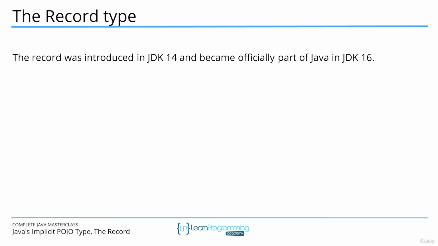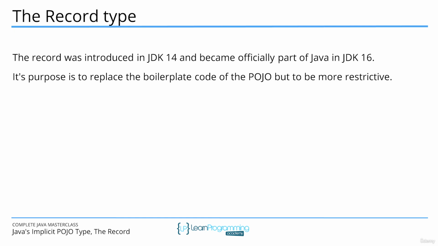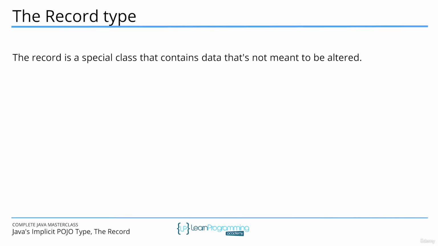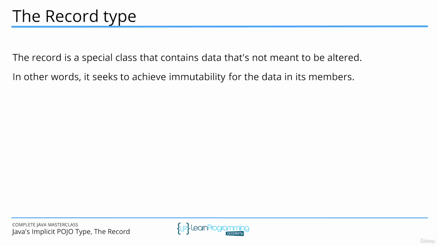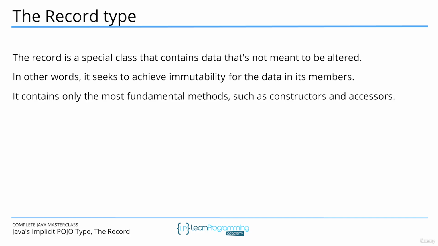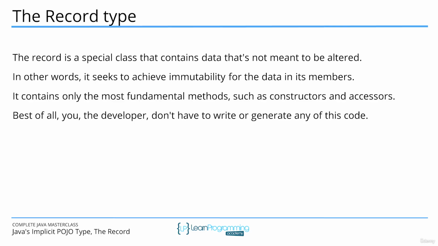The record was introduced in JDK 14 and became officially part of Java in JDK 16. Its purpose is to replace the boilerplate code of the Pojo, but to be more restrictive. Java calls them plain data carriers. The word carrier is an important term because it means the record has more rules built in than a Pojo would. The record is a special class that contains data that's not meant to be altered. In other words, it seeks to achieve immutability for the data in its members. It contains only the most fundamental methods, such as constructors and accessors or getters. Best of all, you, the developer, don't have to write or generate any of this code.